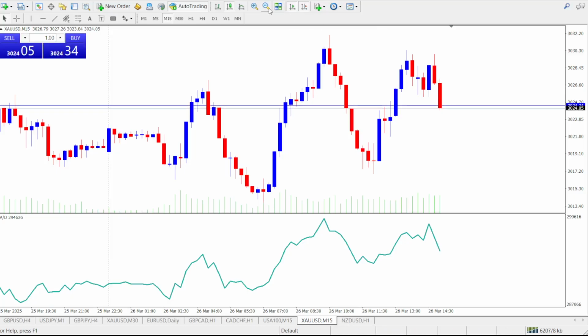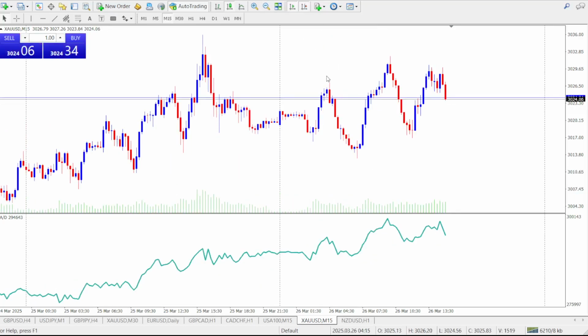Now the AD line then accumulates this data over time to form a trend that can be used for trend confirmation or spotting potential reversals. Now, how do you read the accumulation distribution line? Reading the AD line is simple once you understand the concept of accumulation and distribution.